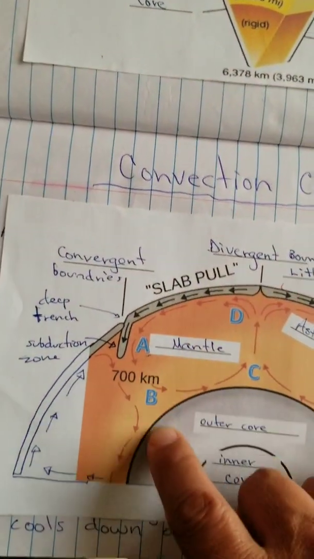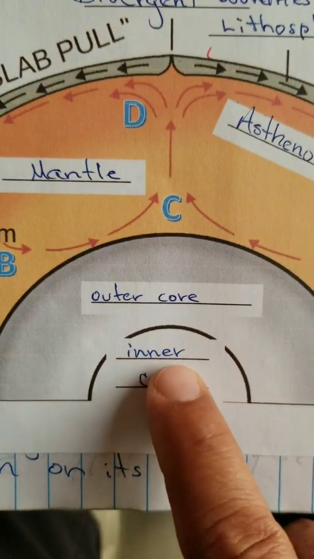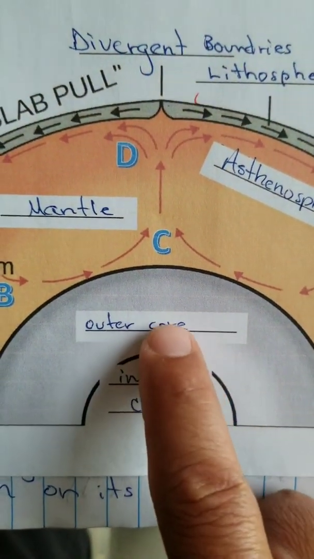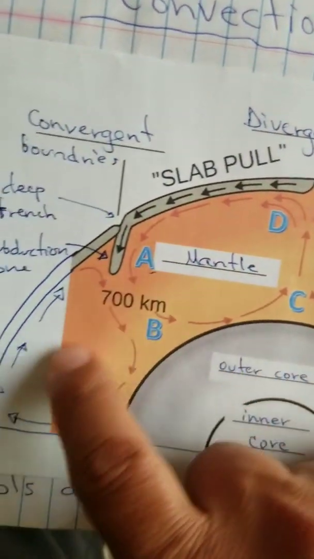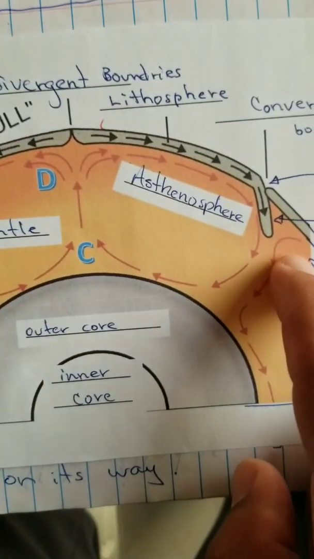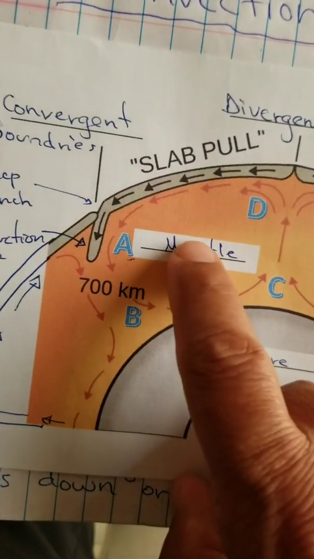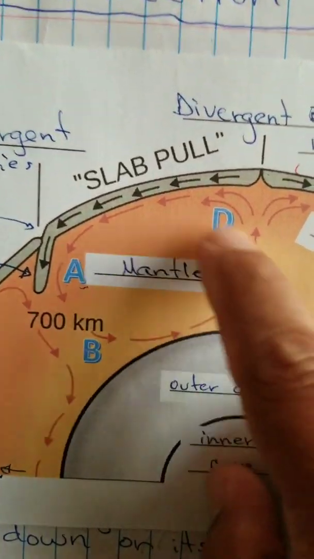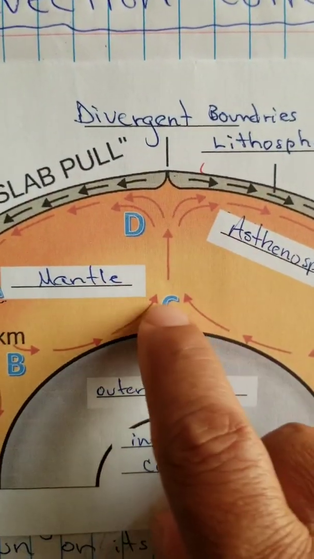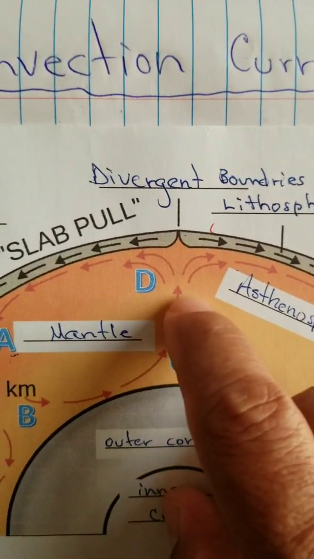So over here, we have a lot of stuff going on. First of all, we have the inner core, so make sure you copy the inner core, and then the outer core, right? Over here is the mantle, and the mantle pretty much includes everything on top of it. In the mantle, we have A, B, C, and D, and we can see some arrows over here. Those arrows are showing the direction of the magma. This is the magma. This is lava.